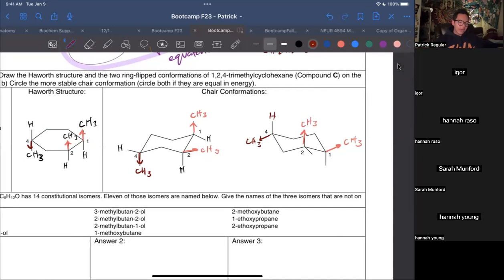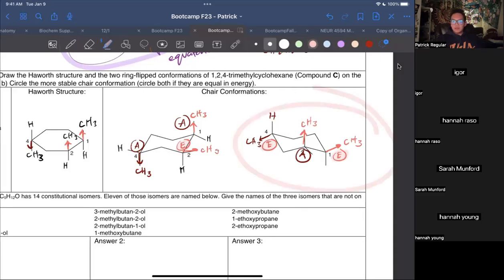Equatorial. Here you have axial, equatorial, axial. Here you have equatorial, equatorial, axial. If you're looking among these 3, the one with the most equatorial is the more stable one. We want to maximize the amount of carbon chains and the sized carbon chains to be equatorial.